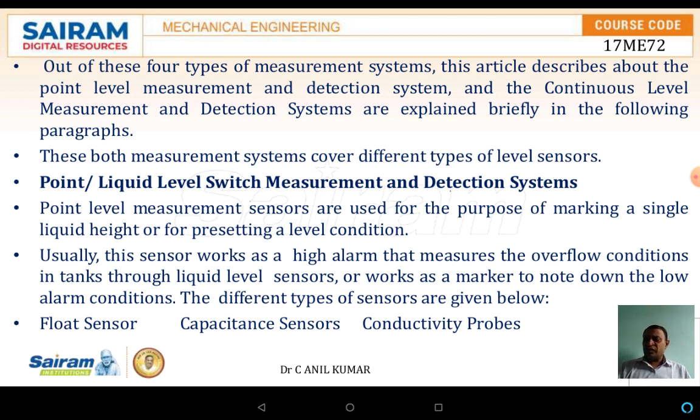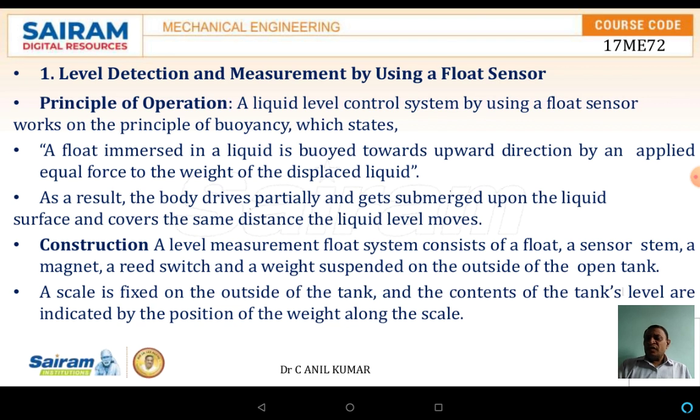Now what we are discussing is the point level, or liquid level switch measurement, for detection systems. The liquid level measurement system we are discussing is the float sensor. The basic principle is that a liquid level control system is used by means of a float sensor, working on the principle of buoyancy, which states that a float immersed in a liquid is buoyed upward by a force equal to the weight of the displaced liquid.